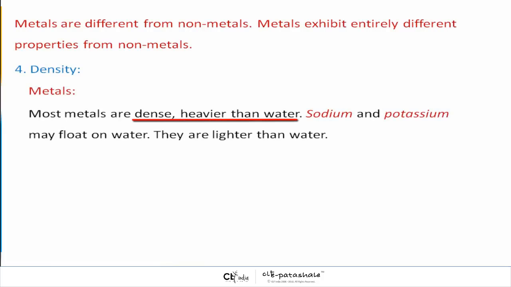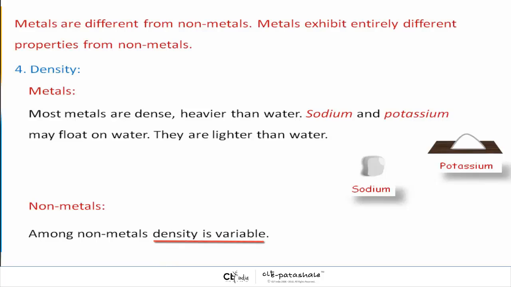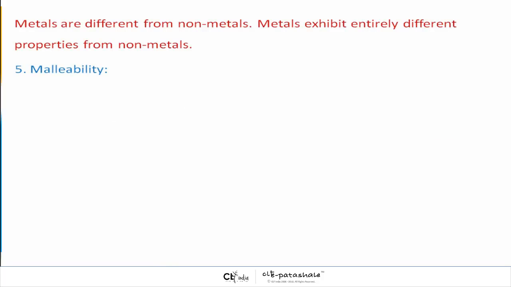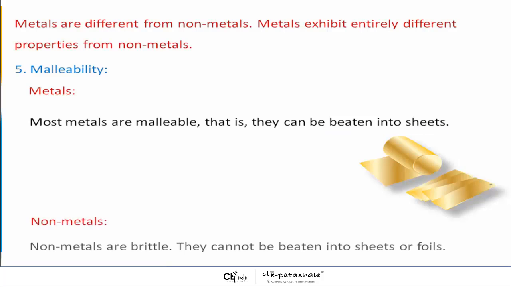Density. Most metals are dense, heavier than water. Sodium and potassium may float on water. They are lighter than water. Among nonmetals, density is variable. Malleability. Most metals are malleable, that is, they can be beaten into sheets. Nonmetals are brittle, they cannot be beaten into sheets or foils.